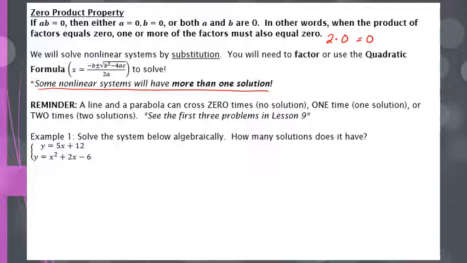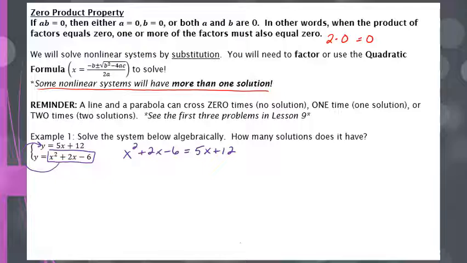This one is set up for substitution because both of them are already set equal to y. That was one of the things we talked about when we did substitution for linear systems: if they're both already solved for y, substitution is the best way. So I'm going to take my quadratic and replace the y in the top equation with the quadratic. It's going to look like this: x squared plus 2x minus 6 equals 5x plus 12.